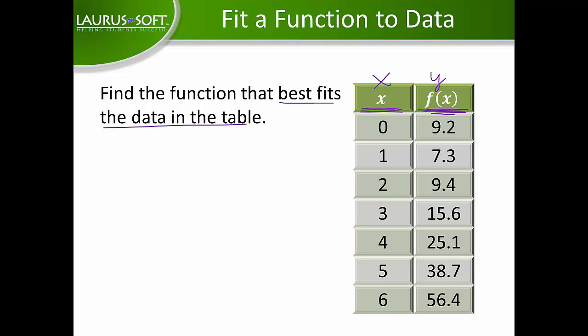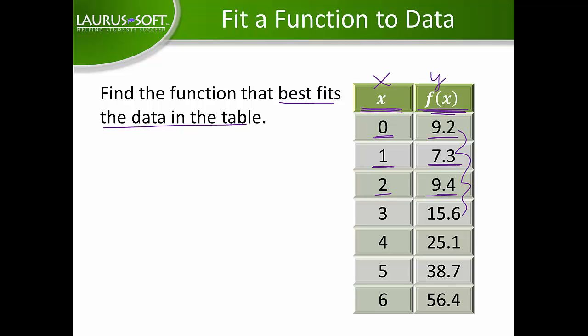So what's happening with the data? Well, if I start with x equals 0, it's 9.2. When x is 1, it's 7.3. When x is 2, it's 9.4. So it went down, then it's going back up. So the question is, what type of graph does that? Well, you can say maybe quadratic or absolute value or something. Instead of just looking at it by hand, let's plot these points and see what it looks like.